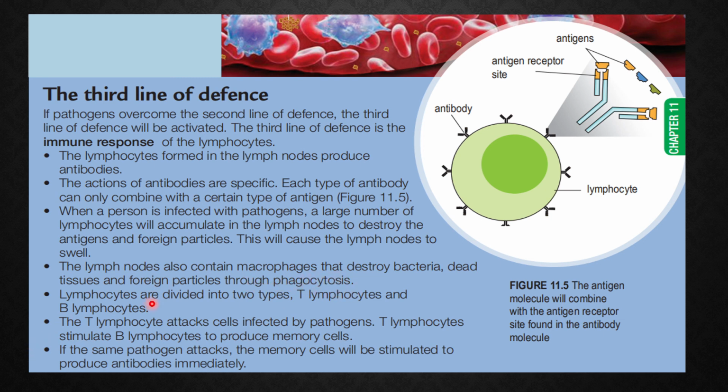And lymphocytes are divided into two types, namely the T lymphocytes and the B lymphocytes. The T lymphocyte acts on attacking the cells that are infected by the pathogens. And these T lymphocytes will then stimulate the B lymphocyte to produce memory cells. Memory cells, remember this. So if the same pathogen attacks, the memory cells will be stimulated to produce the antibodies immediately.